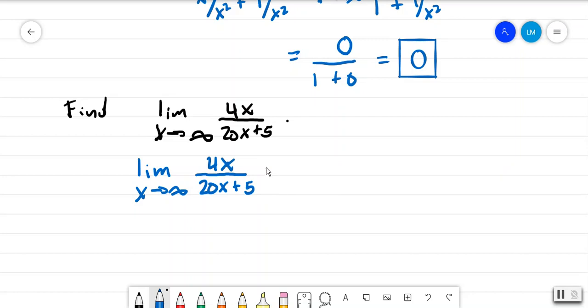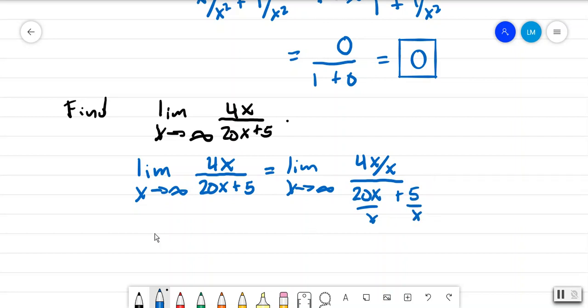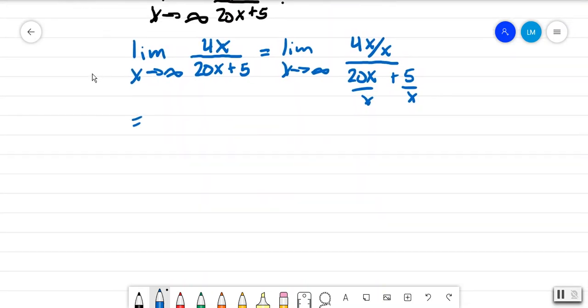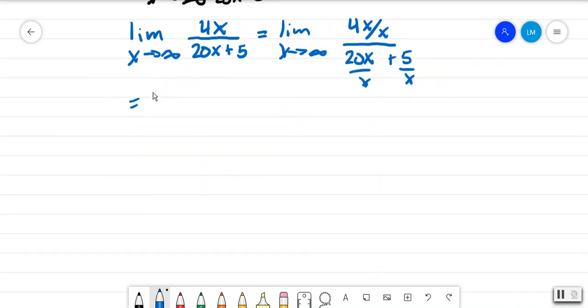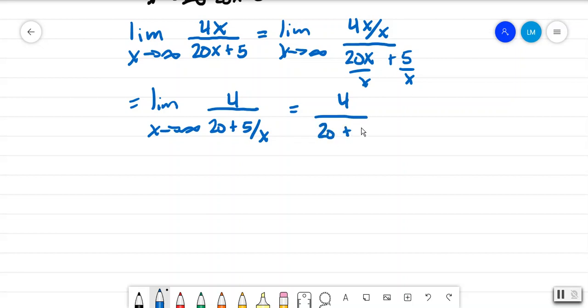Now, what I'll do next is divide by x on top and bottom. So I have the limit as x approaches infinity of 4x divided by x, over 20x over x plus 5 over x. Interestingly enough, this simplifies really nicely. It simplifies to the limit as x approaches infinity for 4 divided by 20 plus 5 over x. What this does is give me 4 divided by 20 plus 0, which is really just 1/5. So we figured out that the limit of this is actually just 1/5.